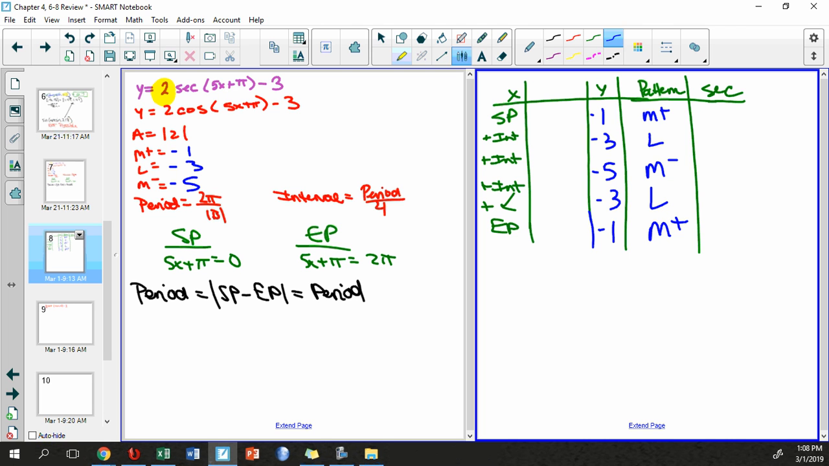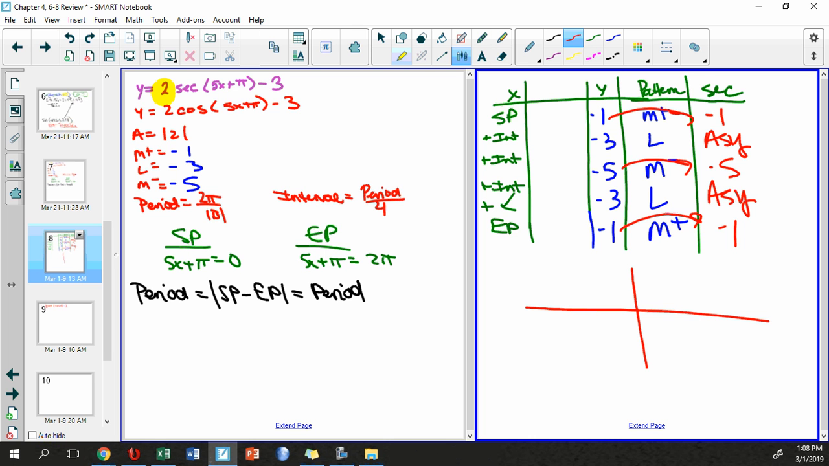Yes? When you do your secant graph, what do your levels become? Asymptotes. They become asymptotes, and you simply drop these over. Do we understand that? Yes? And when you graph this, it's going to look like this. Yes? But you are going to have asymptotes at your levels, and you're going to reflect this. Do you remember that, yes or no? Yes? It's crucial that you remember that.